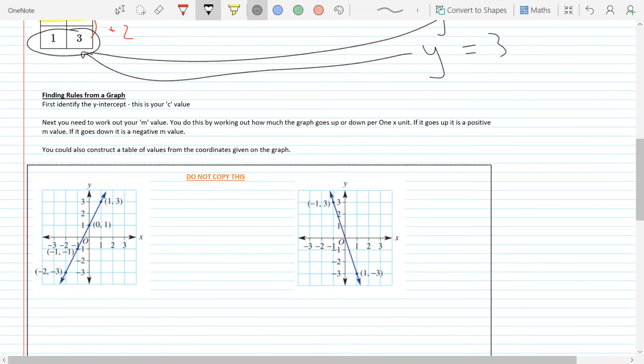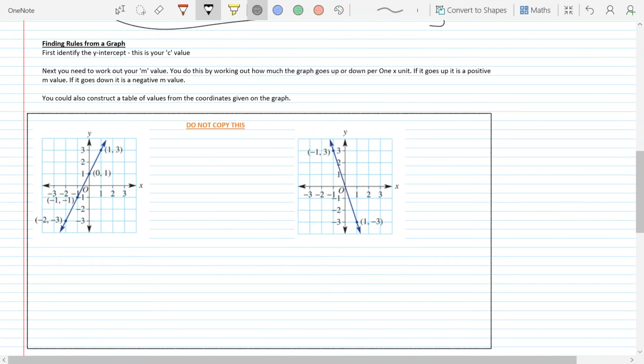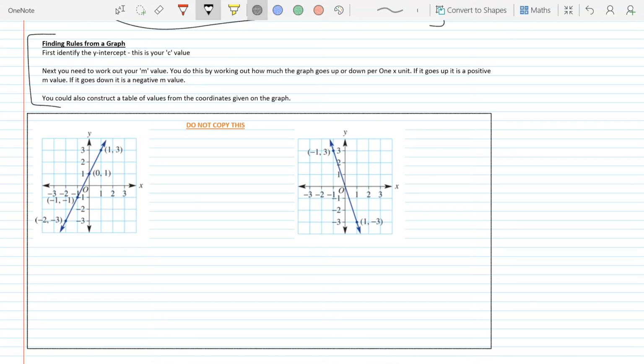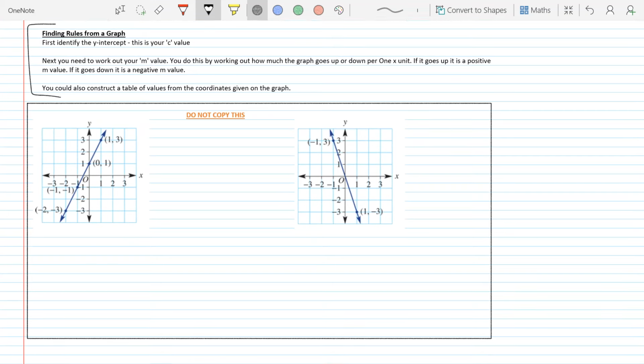Now, looking at finding rules from the graph. Okay, you need to put that into your notebook there, pause the video and give yourself some time to write that, read it, and then you can come back.